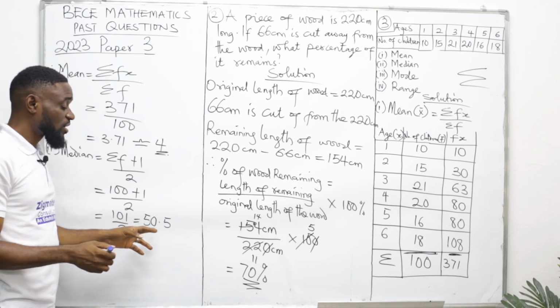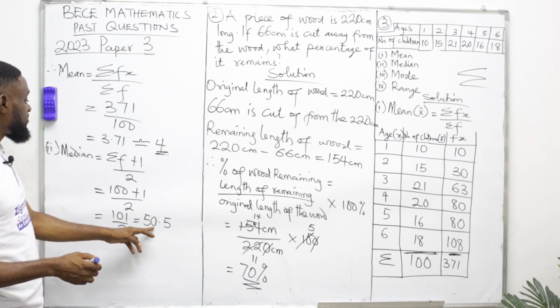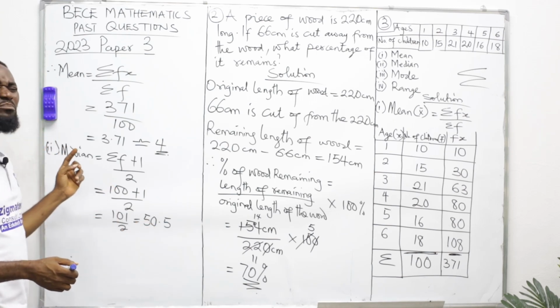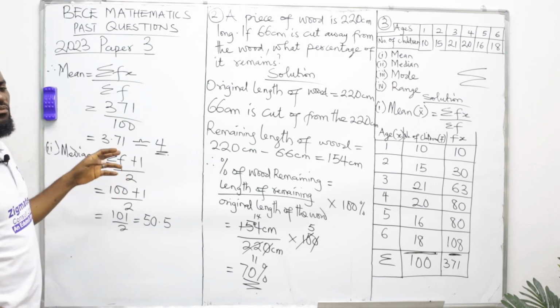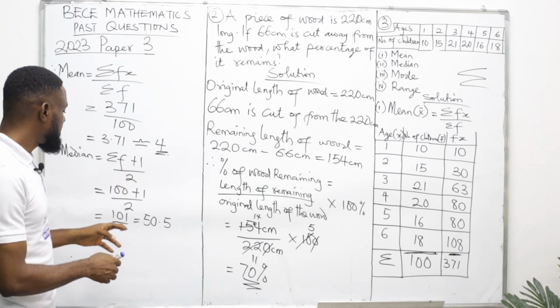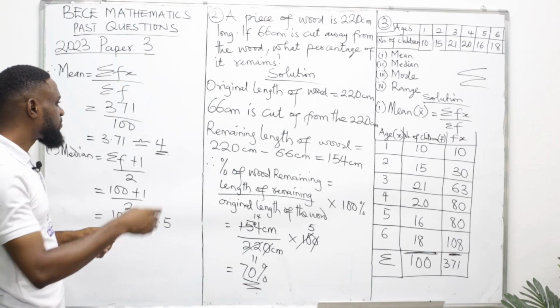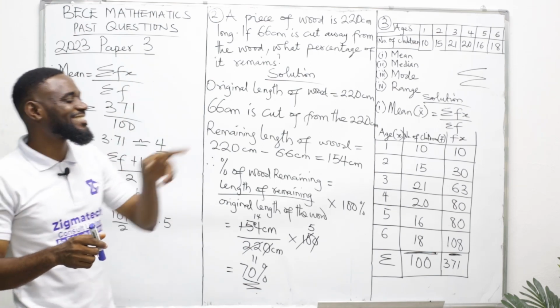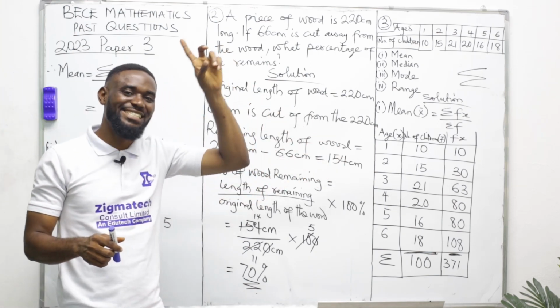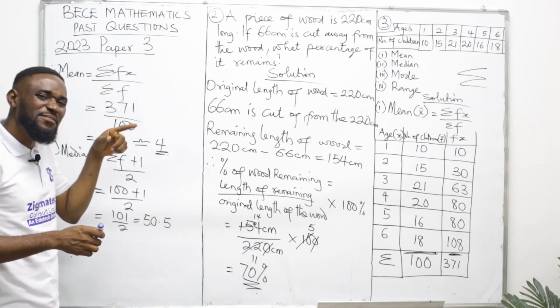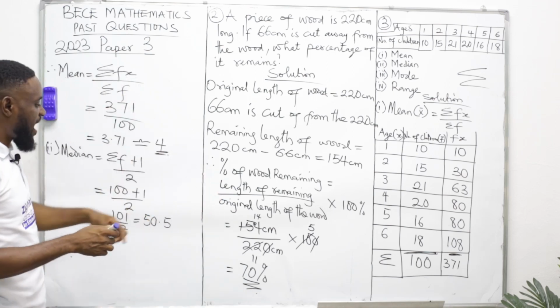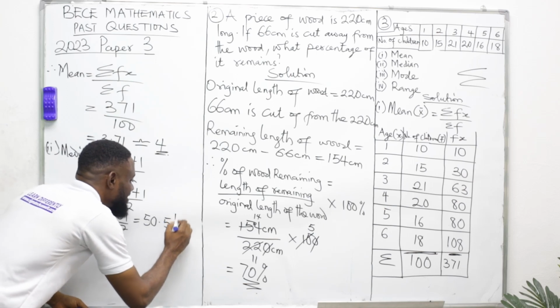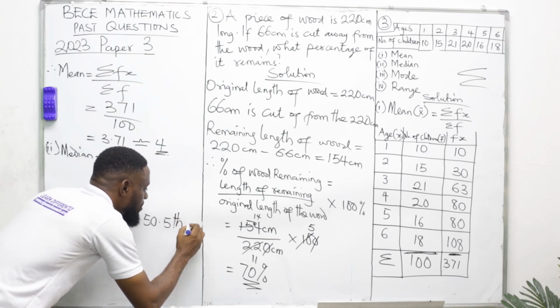So now, this 50.5 is not our median. This 50.5 tells us the position in the frequency where we can trace where the median age is, around the 50.5th mark.